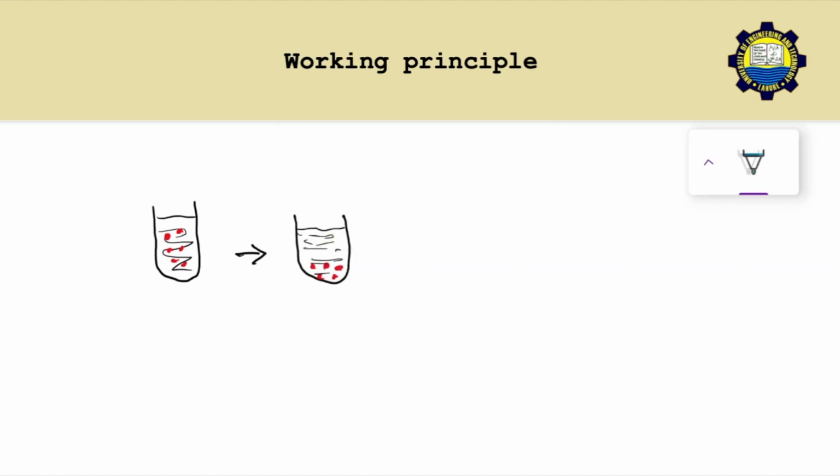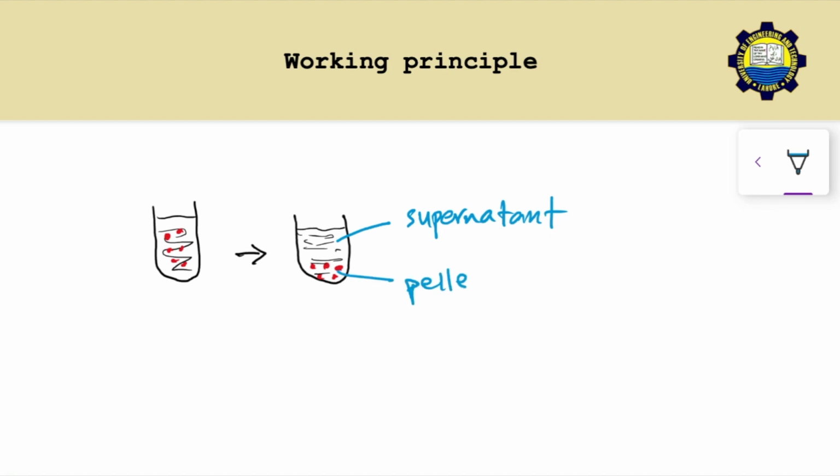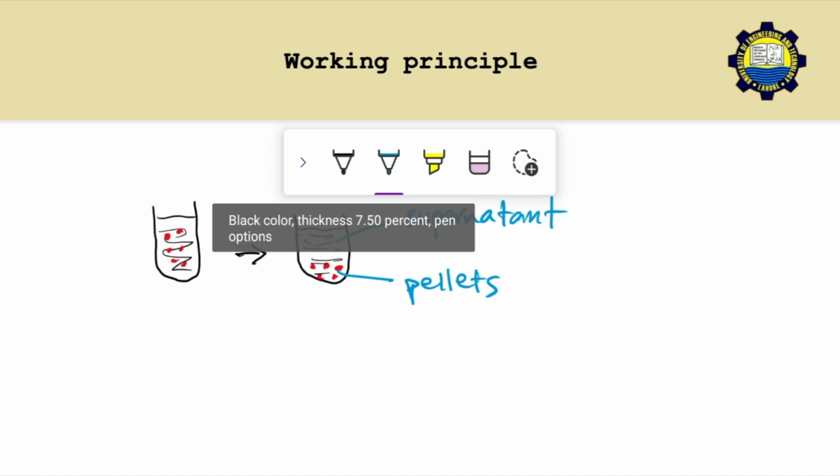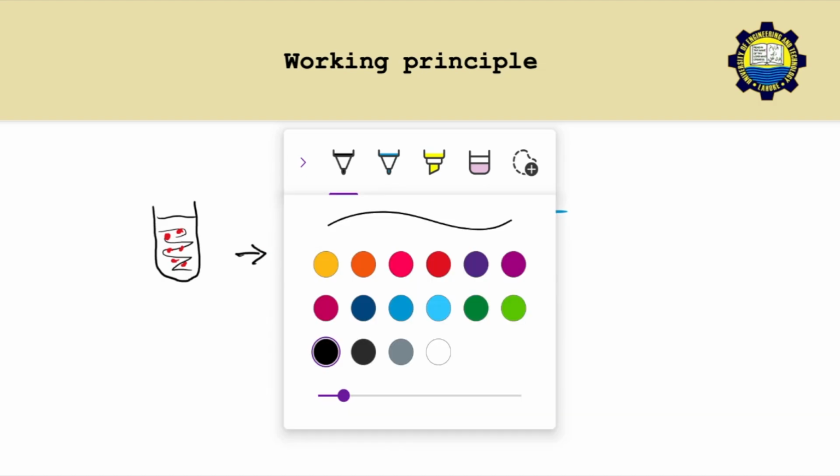So supernatant is the less dense part that comes out on top after the centrifugation process. Pellets are the suspensions that are deposited at the bottom of the vessel after the tube has gone through the centrifugation process.